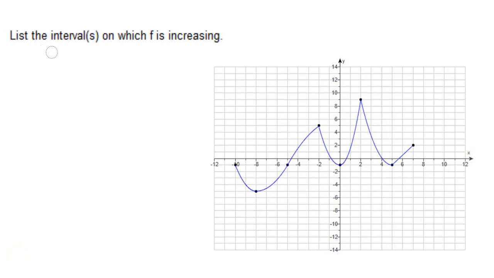This question says, list the intervals on which f is increasing. So when I look at a graph to decide whether a function is increasing, decreasing, or constant, what I want to do is trace the graph moving from left to right. Starting on the leftmost part of the graph, I'm going to trace, and as I trace, I'm taking note of what's happening to the y values.